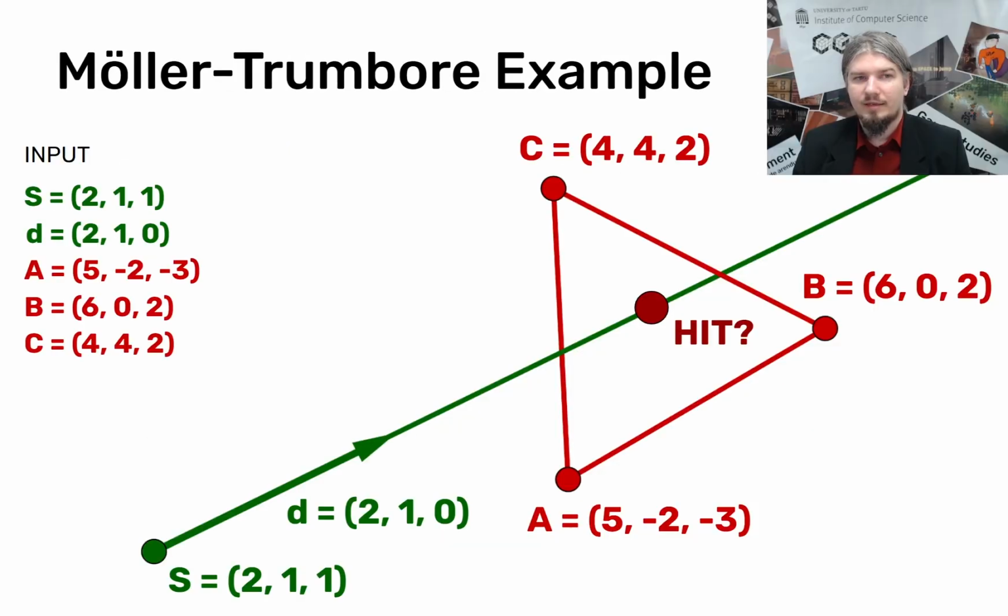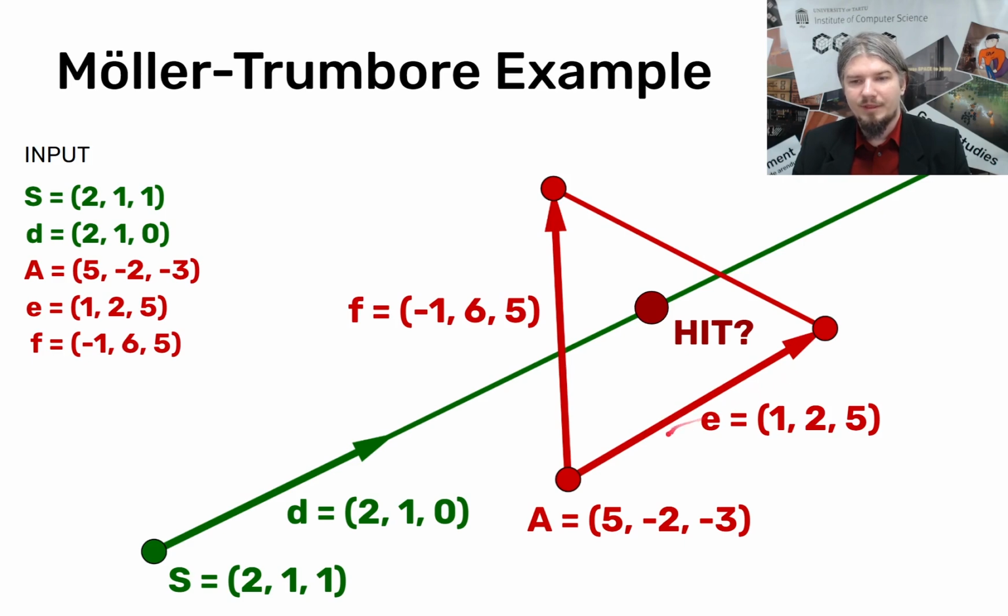So let's look at an example of Möller-Trumbore ray triangle intersection testing. So on this example, we have a triangle defined by its vertices A, B and C, and we have a ray with a starting position and a direction vector. So our input is the starting position of the ray, direction vector of the ray, and the 3 vertices of the triangle. And we're interested in, do we have a hit point between that ray and that triangle?